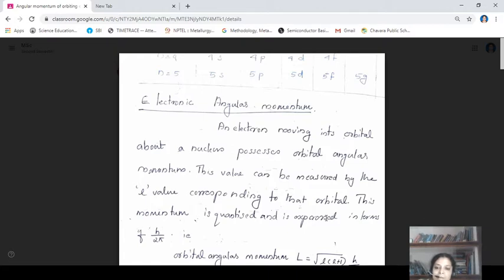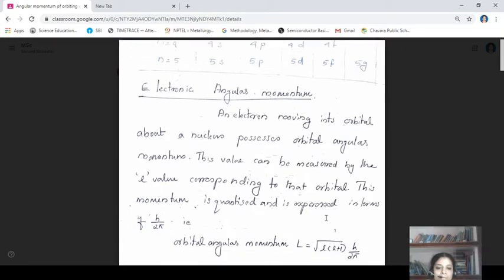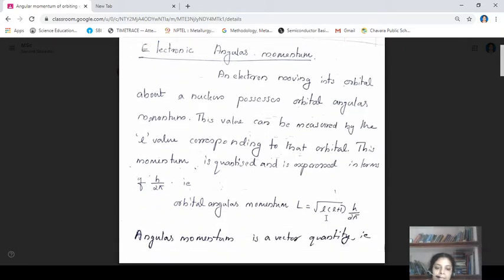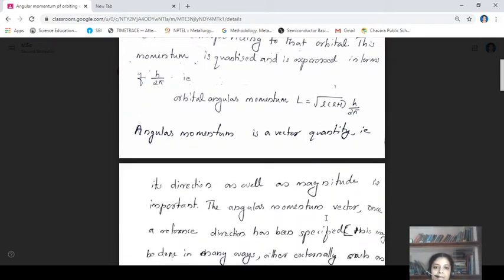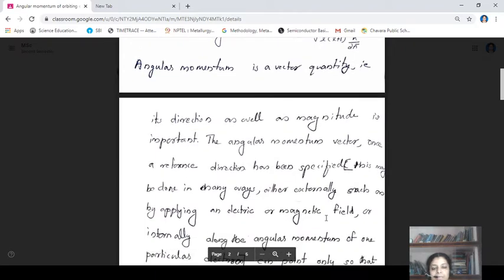The orbital angular momentum is measured in terms of the l value associated with that orbital, and it is given as capital L equals root of l(l+1) times h cross. This is different from what was predicted by Bohr, where L = mvr = n h cross. It is a vector quantity, having both magnitude as well as direction.